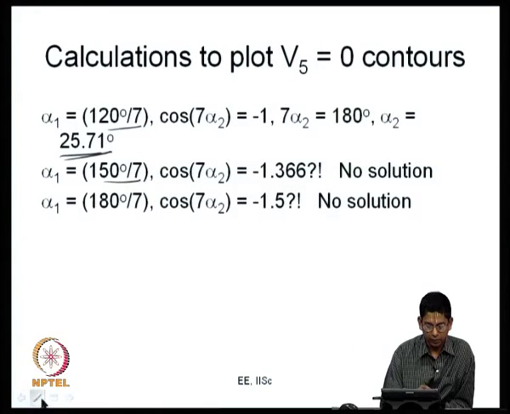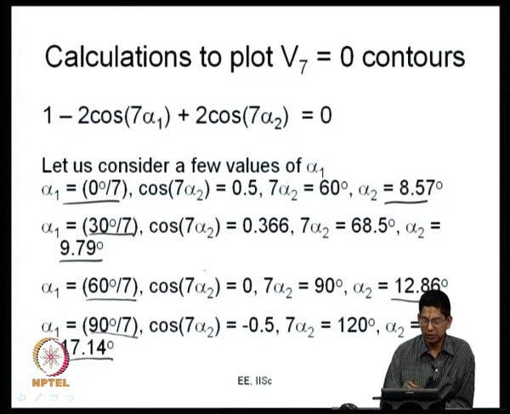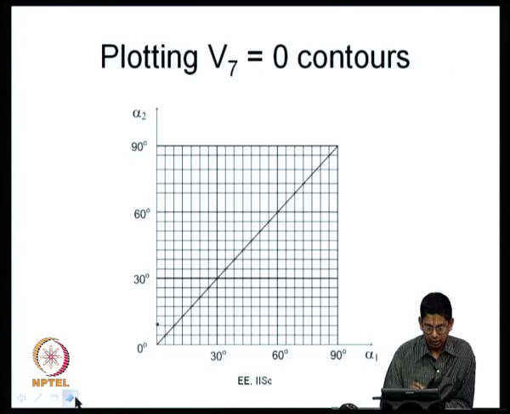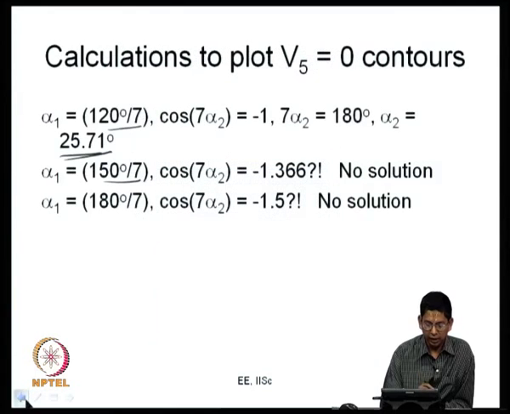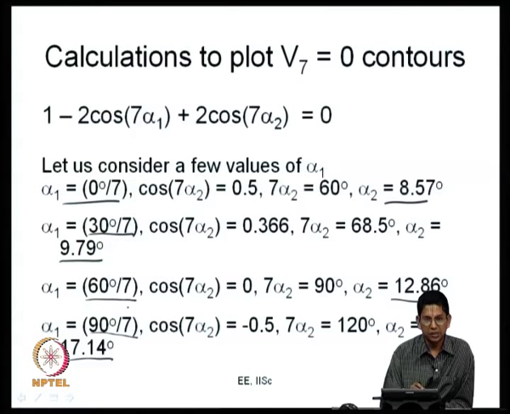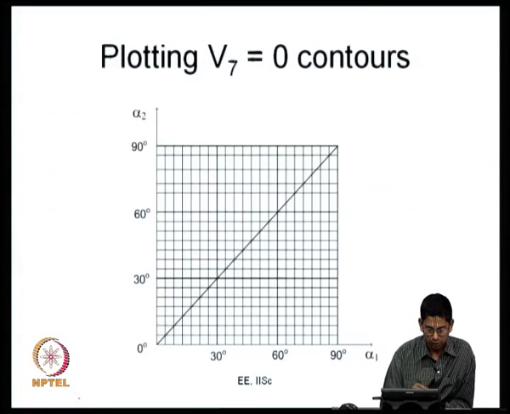If I go next, what is the next point? Alpha 1 is 30 by 7, my corresponding alpha 2 is something like 9.79 degrees, a little more than that. You see the slope is very small now, right. Then I go to the third point, 60 by 7. Here alpha 2 is 12.86 degrees, or basically 7 alpha 2 is 90. So, the point is here now. The curve is gradually going up as you can see.